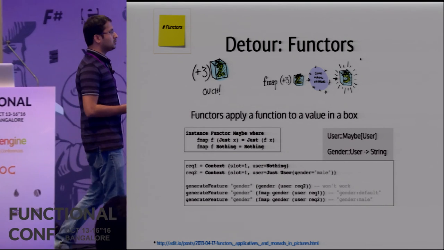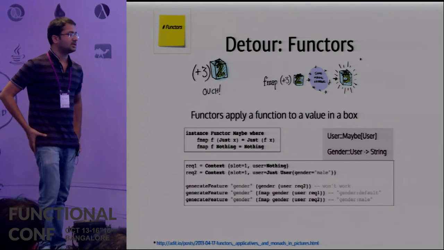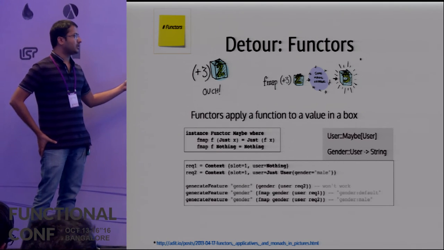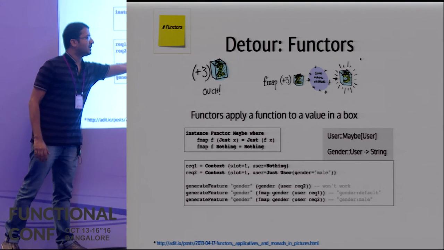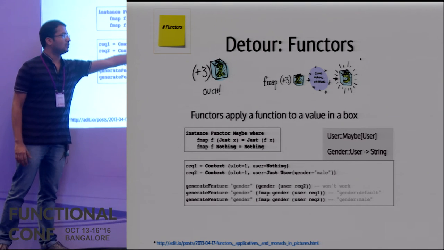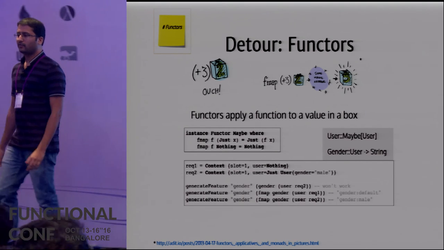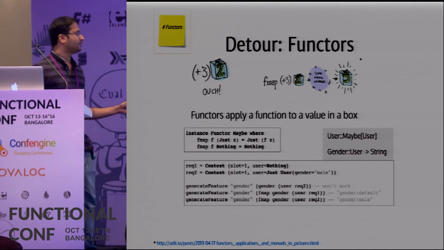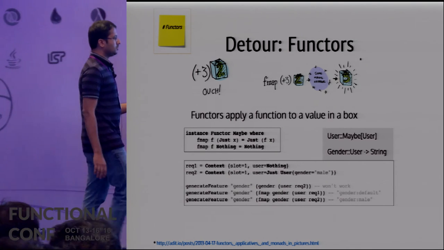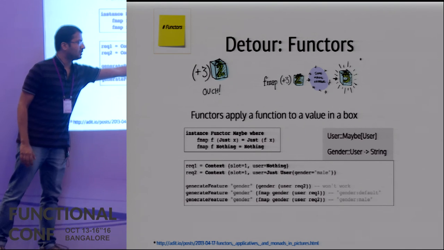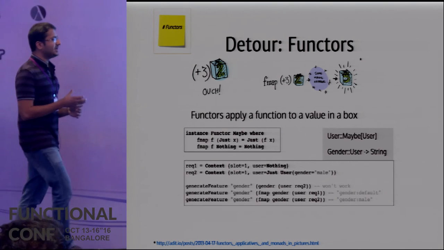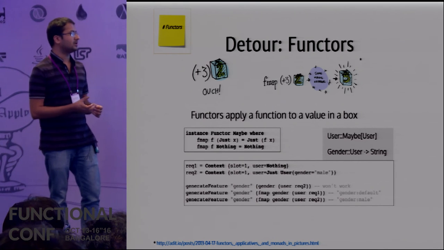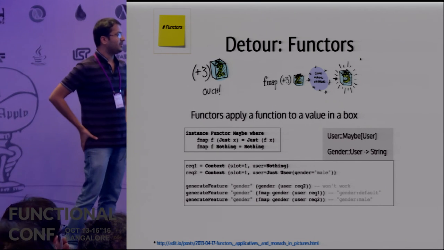I'll briefly explain how this works for the gender feature that we just discussed. Let's say you have two kinds of requests. In one of the requests, you know nothing about the user. In the other request, you have a user and you also know the gender of the user. For simplicity, I'm just keeping the user as a maybe here and gender as a normal string. If you try to generate the gender feature using this, it won't work, because gender is a function that takes a normal user and returns his or her gender, whereas what we have here is a maybe object.